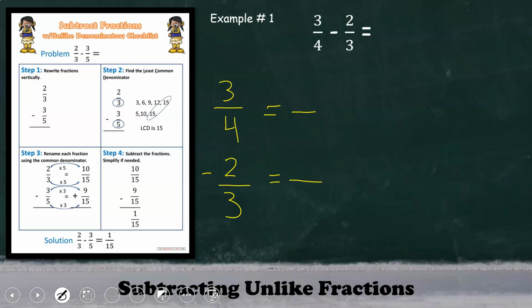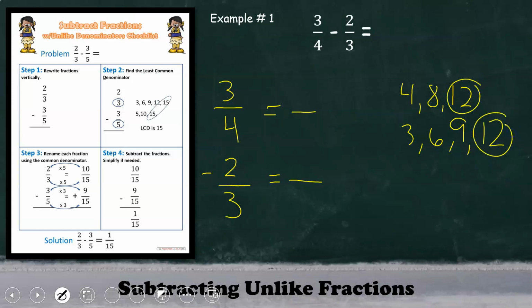Now, students must find the least common denominator. Remind them that when the denominators are not the same, they must find the common denominator by determining which multiples they have in common. So that might require a little work off to the side. Once the common denominator is determined, in this case 12, we will then use that to rename each fraction using 12 as the common denominator.